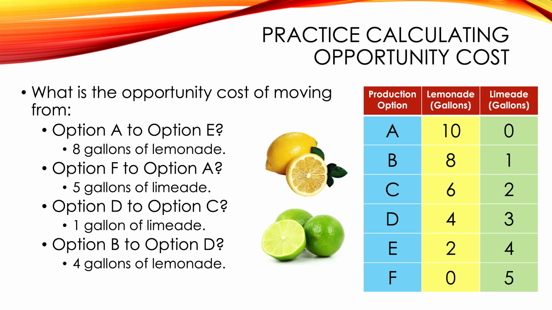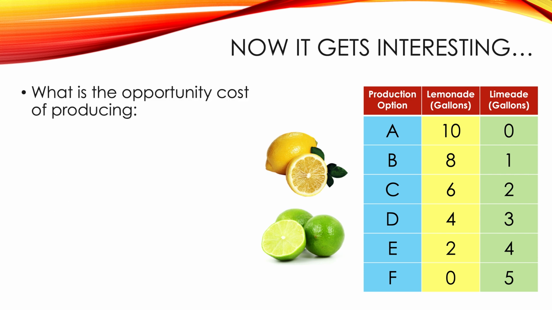Eventually, we're going to see this in graph form, but for now, the information is organized very neatly in the table, which allows us the opportunity to get interesting here. So instead of looking at the opportunity cost of moving from a production option to another production option, we can try to calculate the opportunity cost of, for instance, producing 1 gallon of limeade. So for every gallon of limeade that you produce, how much lemonade do you have to give up? That's the question that we're asking here.